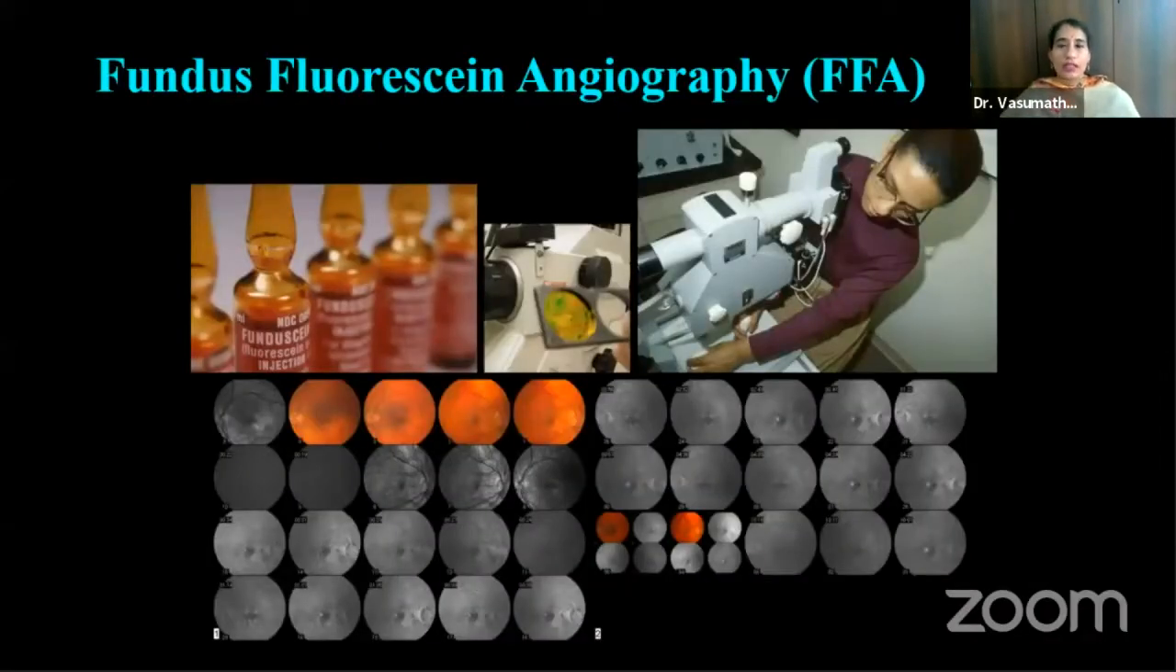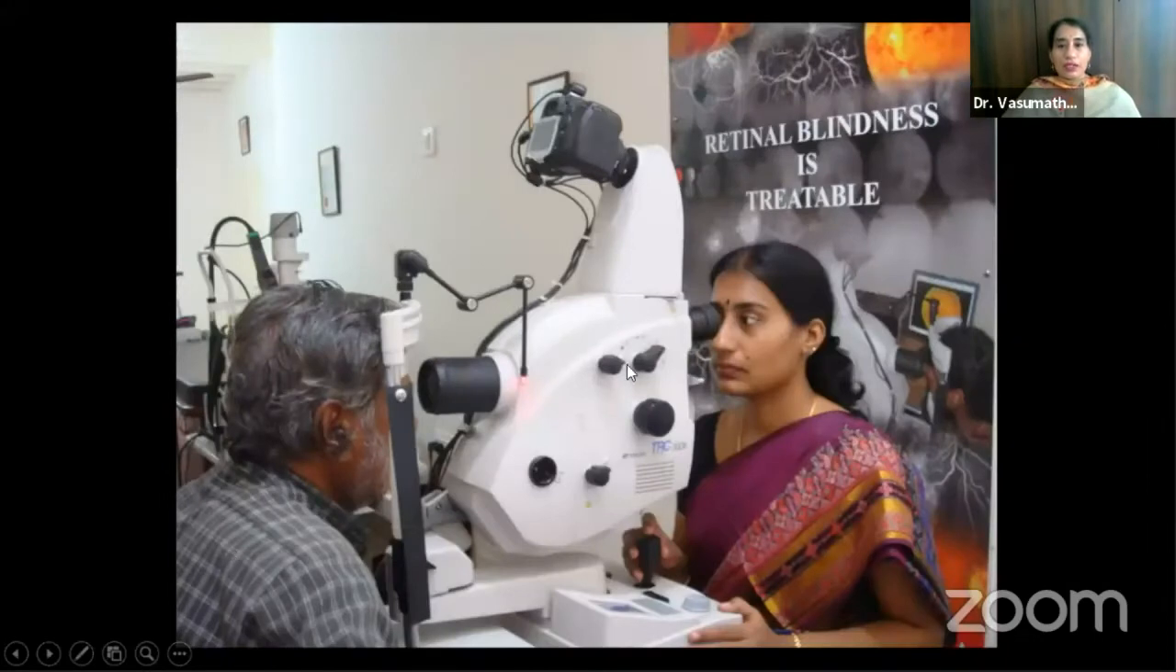So first is fundus fluorescein angiography, which involves injection of a dye called sodium fluorescein into the antecubital vein, and this is the fundus camera, and serial photographs of the passage of the fluorescein in the retinal circulation are taken. These are the more advanced fundus cameras which we have.